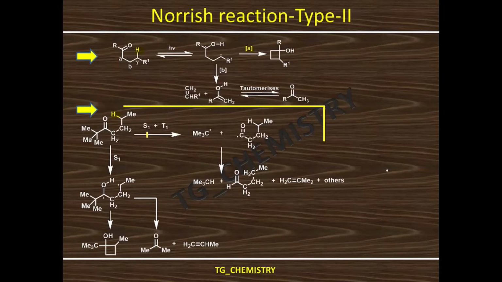And if it goes through the triplet state in the presence of a sensitizer, then the tertiary butyl radical can be generated along with the carbonyl radical, still having the gamma hydrogen intact. From there on, the tertiary butyl radical can lead to the formation of isobutane, and also the other carbonyl radical can form the carbonyl compound, the olefin, and some other byproducts as well.